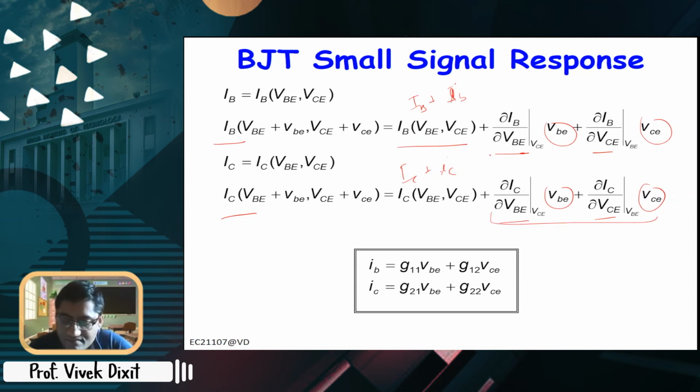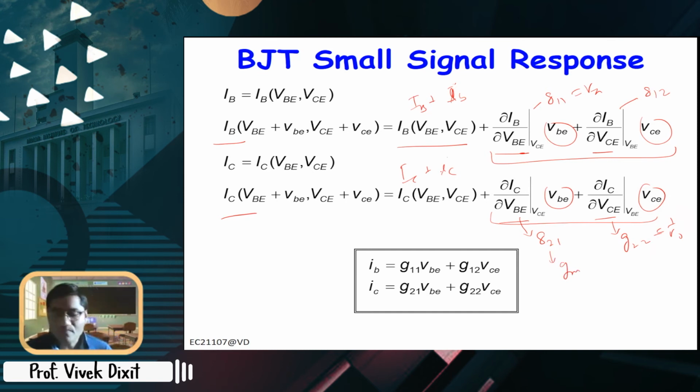So if you take only the AC part, IB is G11 vb plus G12 vc, IC is G21 vb plus G22 vc. G11 is del IB by del VB at constant VC, and this is G12, del IB by del VC, and G21 is del IC by del VB, and G22 is del IC by del VC, right? And this is 1 over R naught, right? And this is R pi, and this is your gm.